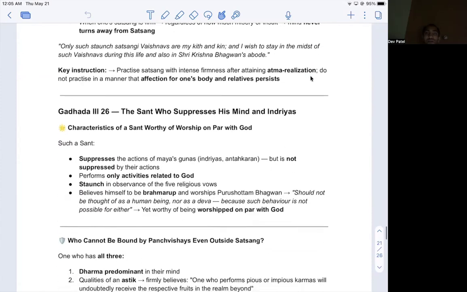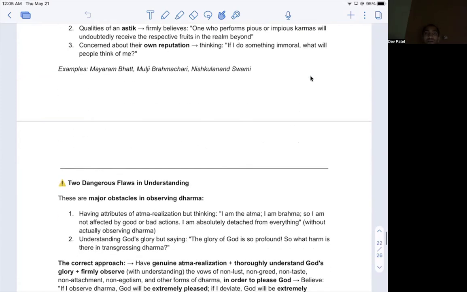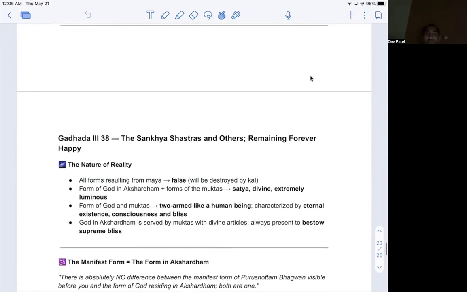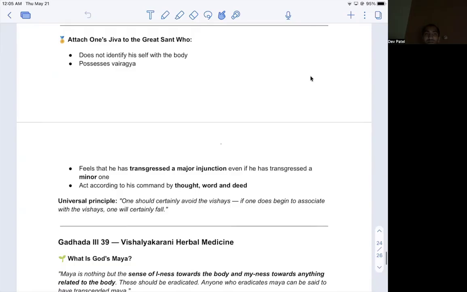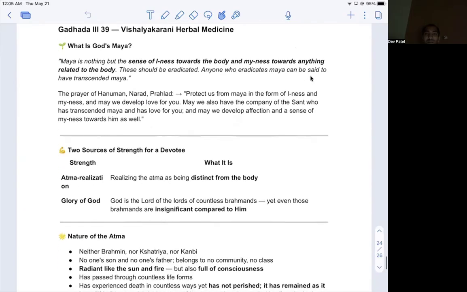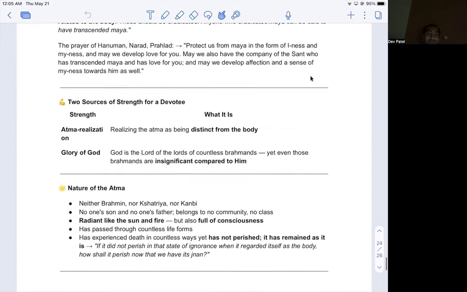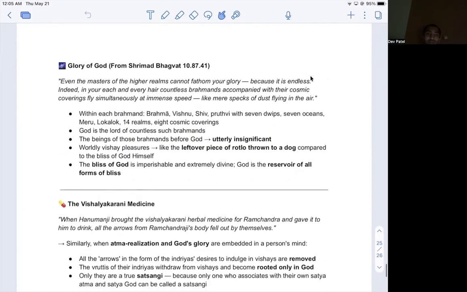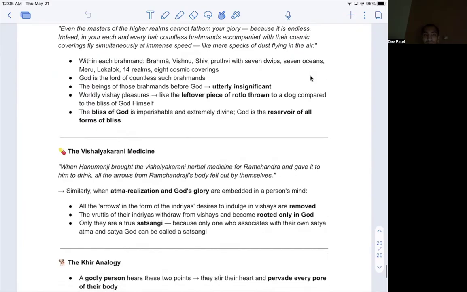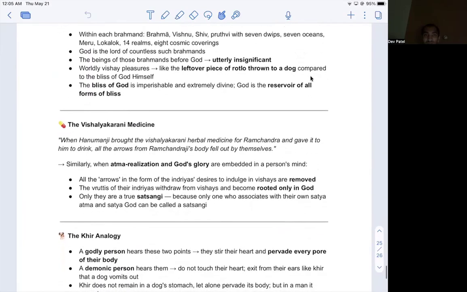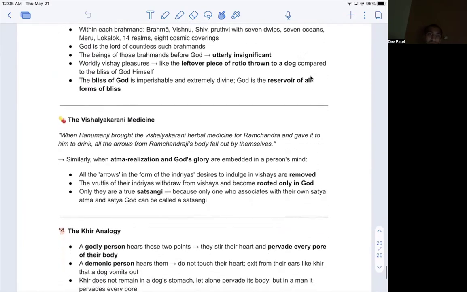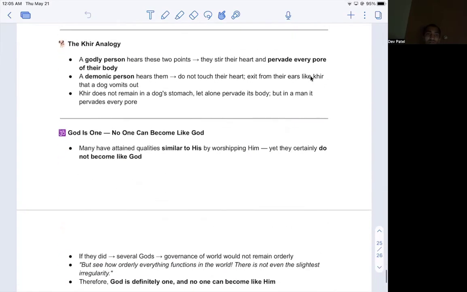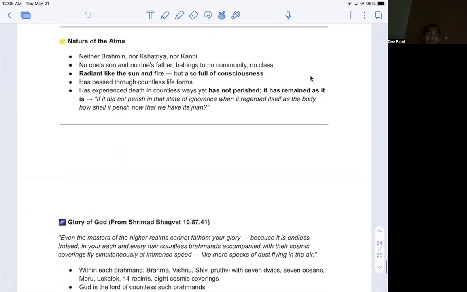Sant suppresses mind, indriyas, two dangerous flaws. Muddish does not like these attributes. Vishnu here about medicine. Imagine this again, source of strength, nature of the Atma, and then the arrows are like the Vishays. The arrows then fell and were removed from the body in the same way that you can actually remove the attachment to the Vishays. And we'll stop there.